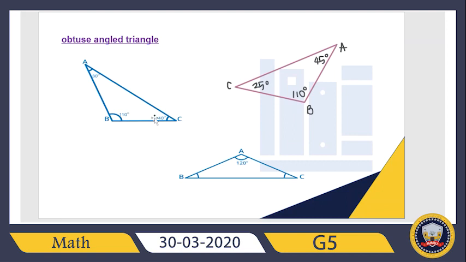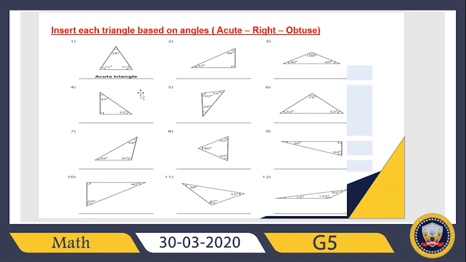If you remember, I can call a triangle an obtuse angle triangle if I find one angle only greater than 90 degrees. Greater, yani even if it is 95, I can call this triangle an obtuse angle triangle. One angle only. I don't care about the other two angles. I care about one angle only. If I find one angle greater than 90 degrees, I can call this triangle an obtuse angle triangle.